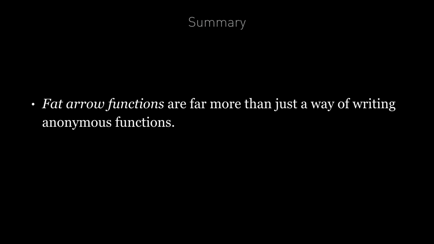So in summary, the new fat arrow function syntax in ES6 is far more than just a slightly shorter way of writing anonymous functions. It has finally solved the thorny issue of stabilizing the value of this that has affected JavaScript since the start and caused so many workarounds to be discussed and applied in code.